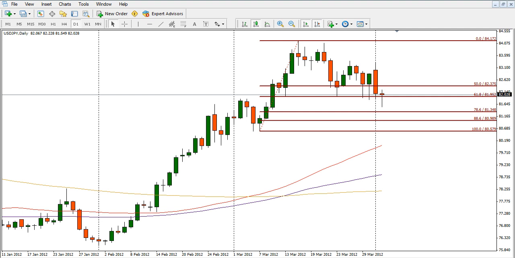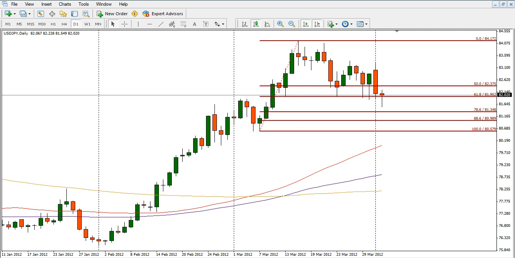So today's daily close will be very, very interesting for dollar yen. See if we get a close above that 82. If we do get a close, then you have to say the odds are for further upside towards that 84 level.